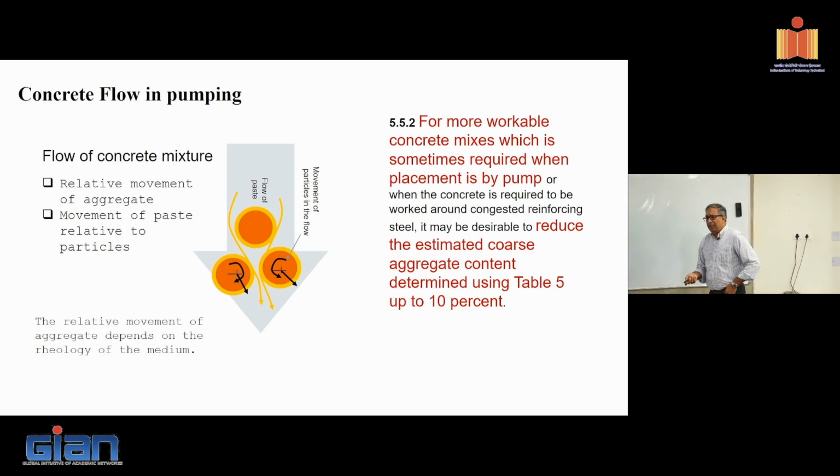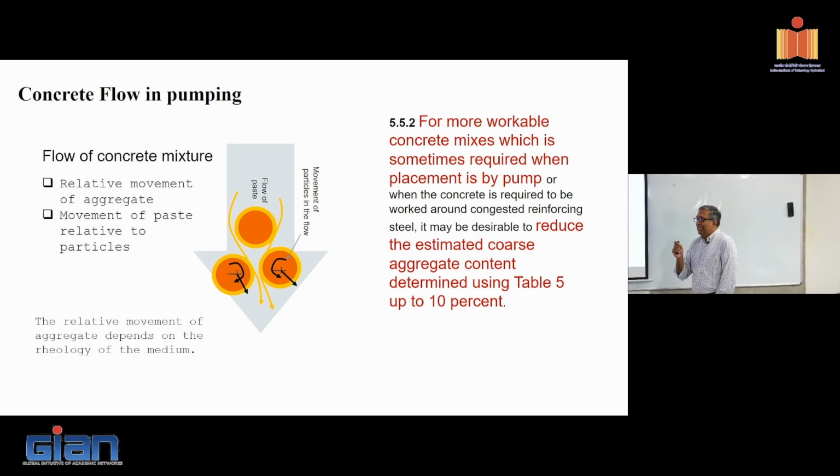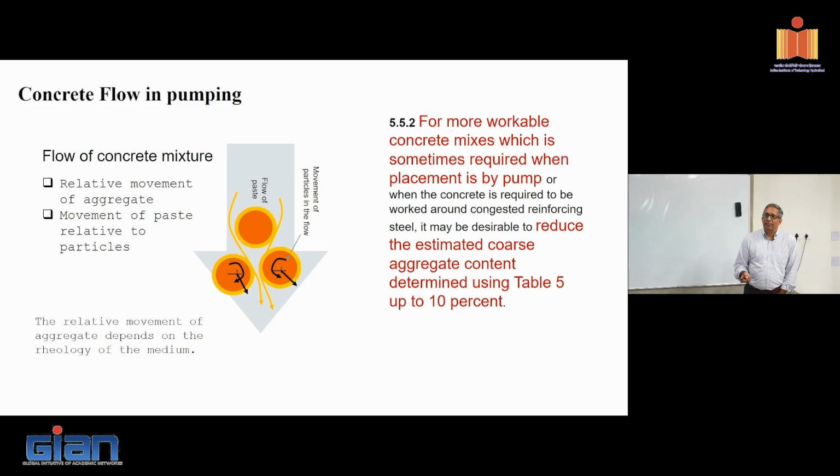How can I make this job easier? Well, I can make this job easier, and this is actually codified, which says that if you have concrete that is to be pumped, increase your paste content by 5 to 10%, or decrease the coarse aggregate content by 5 to 10%. Why? Because you increase the paste content, and that allows for movement of the paste between the aggregate.